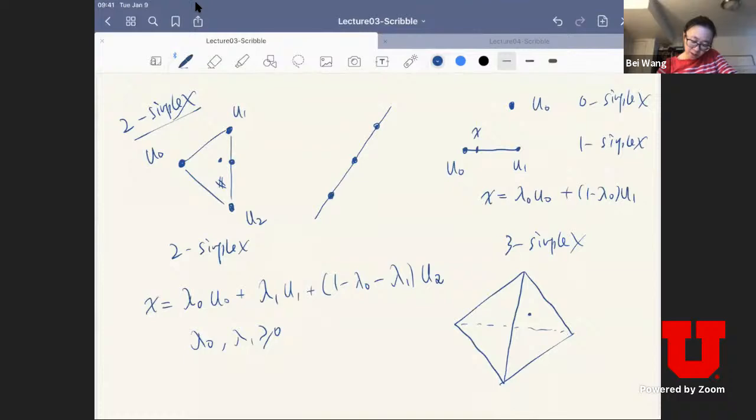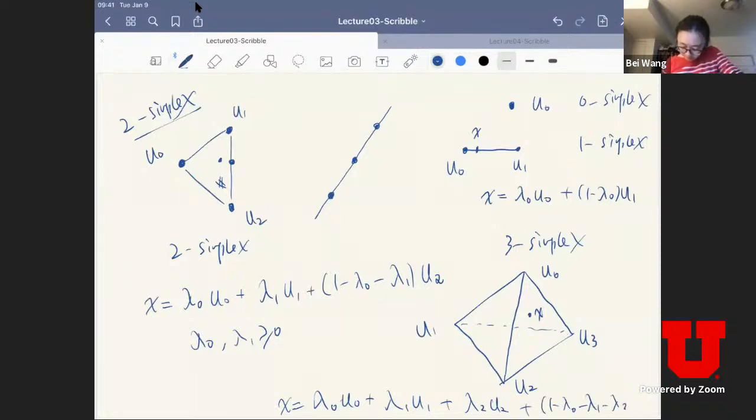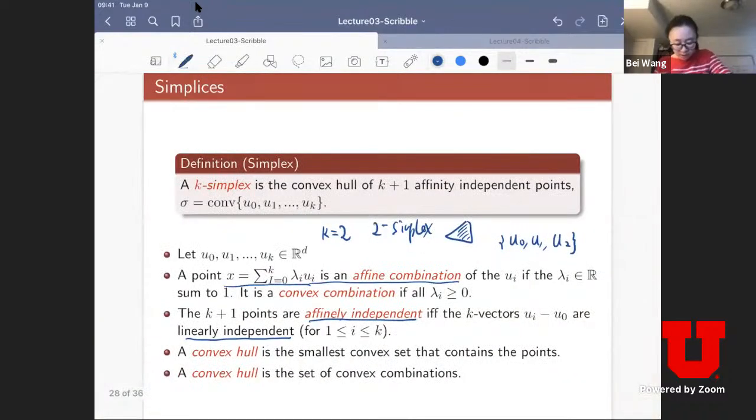So if I take any point X, which is supposed to be in this part of the solid piece, every point in here is a linear combination, or a convex combination specifically, of its vertices, all right? So that is the definition of a simplex, okay? Any questions? All right.